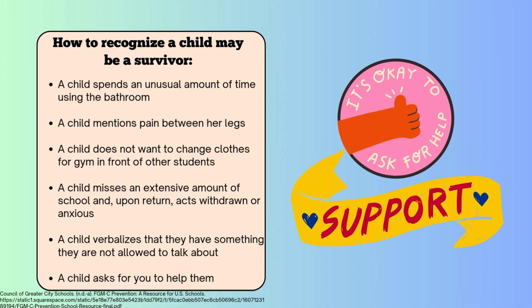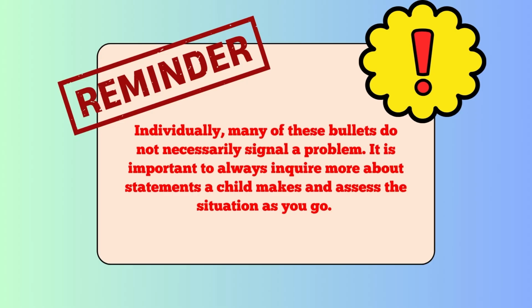A child verbalizes that they have something they are not allowed to talk about. A child asks for you to help them. Individually, many of these bullets do not necessarily signal a problem. It is important to always inquire more about statements a child makes and assess the situation as you go.